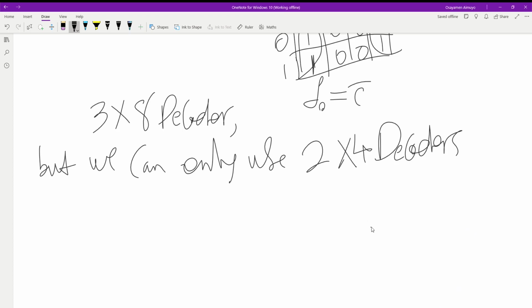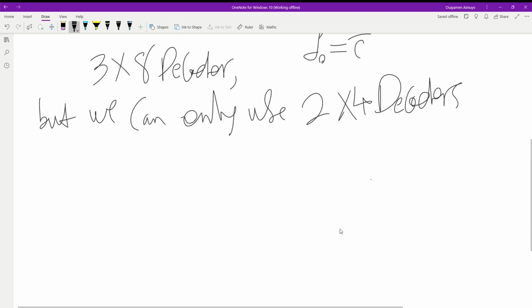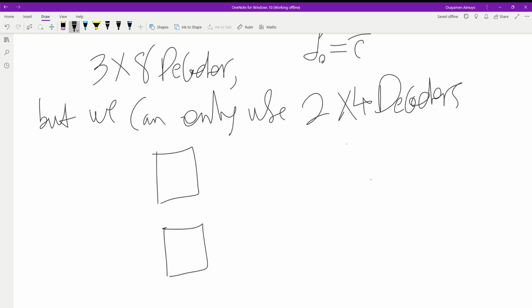Okay, but we can only use 2 by 4 decoders. So what we can quickly do here is to compose a 3 by 8 decoder using only 2 by 4 decoders. Still no internet. Okay, so how can we do that? Well, first of all, most definitely we're going to need 2 by 4 decoders.